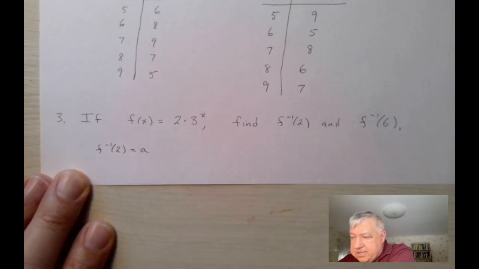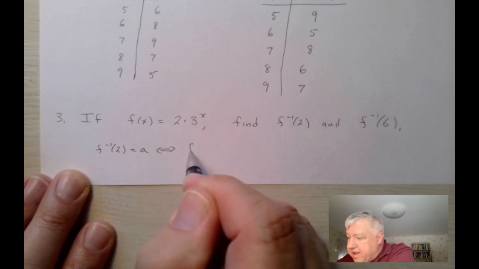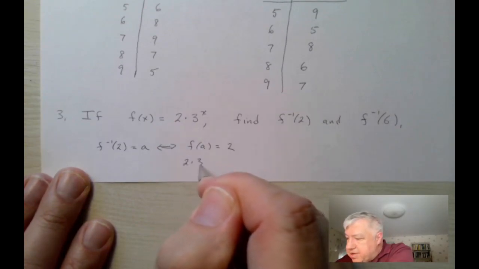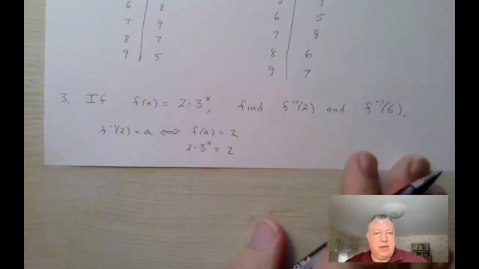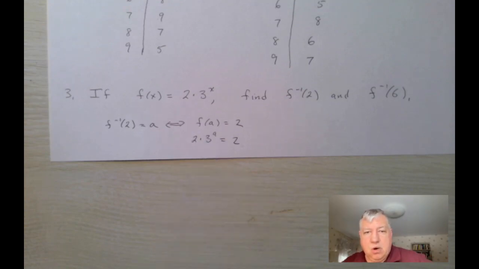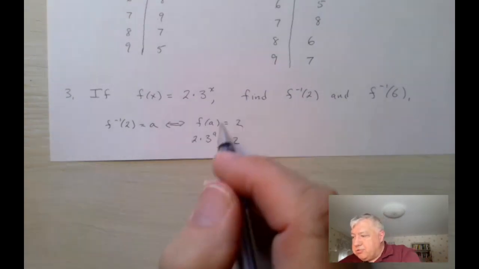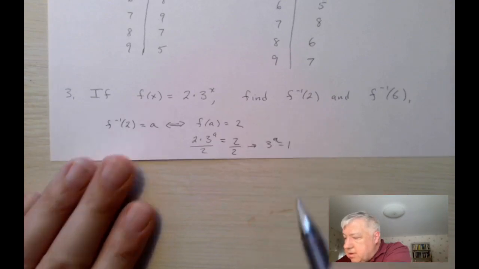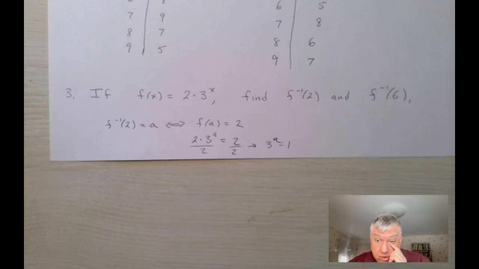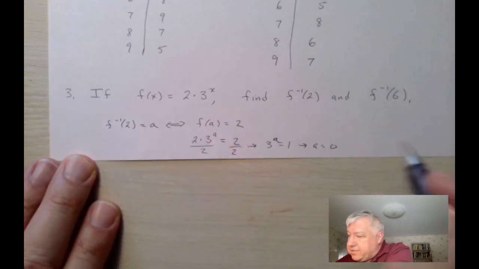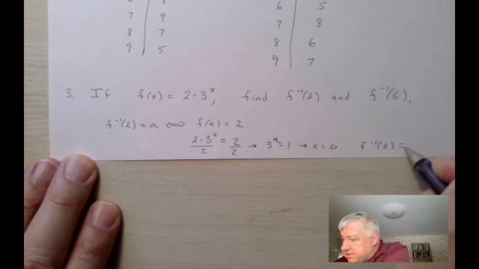If f inverse of 2 is equal to a, let's say, this is equivalent to saying that f of a is equal to 2. In this case, that would mean that 2 times 3 to the a is equal to 2. So what value of a works? Well, I think you can see we can divide both sides by 2, and we'll get 3 to the a is equal to 1. And we know that any non-zero number to the 0 power is 1. So we can just take a to be 0. So that means that f inverse of 2, in fact, is 0.